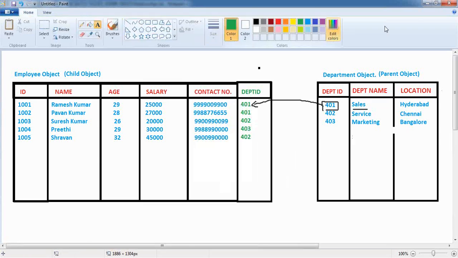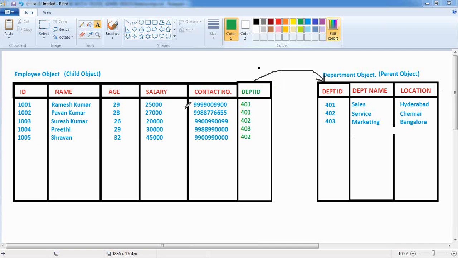So in this case, what happened? Whenever I'm mapping the association between the two objects, first of all, as step 1, we have to identify which one is the parent object and which one is the child object. Once you are done with that identification, then directly go to the child object and create one additional field. Now this field should have the association with the parent object over here.